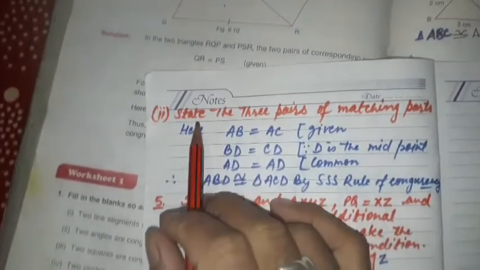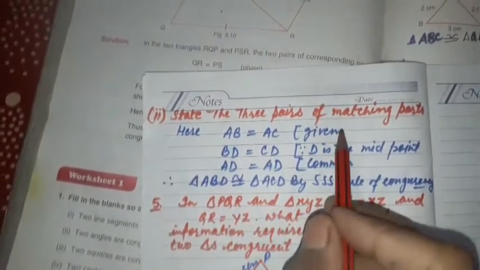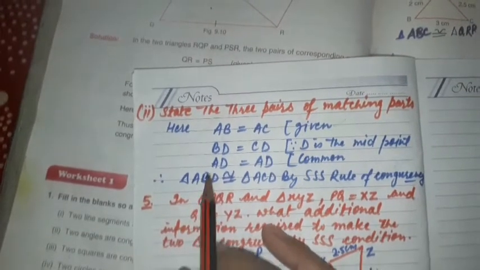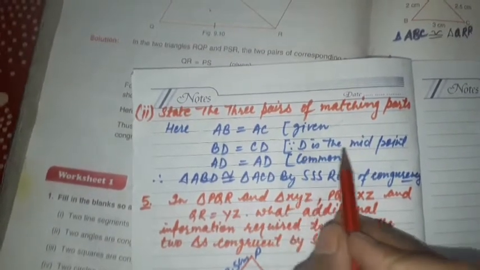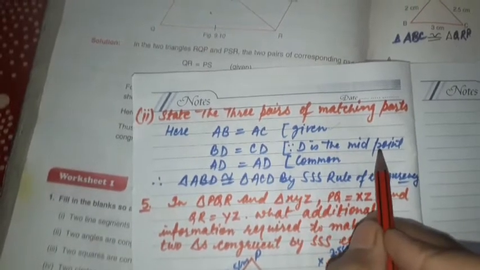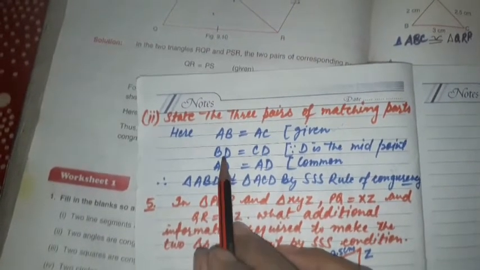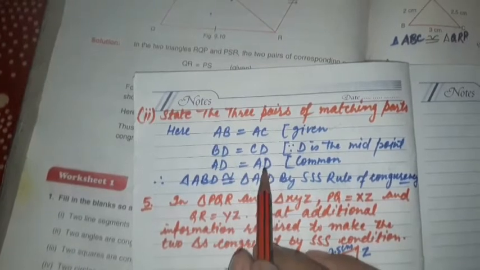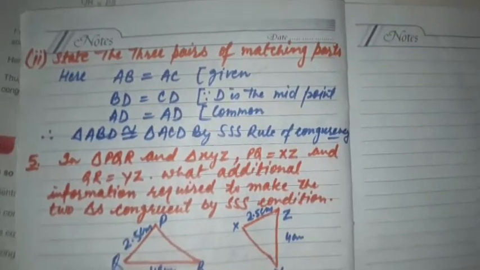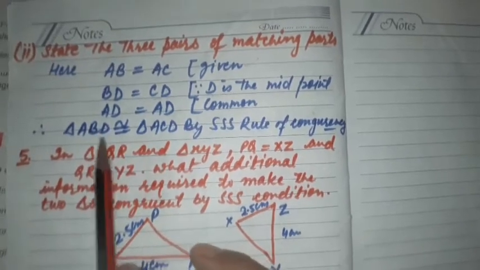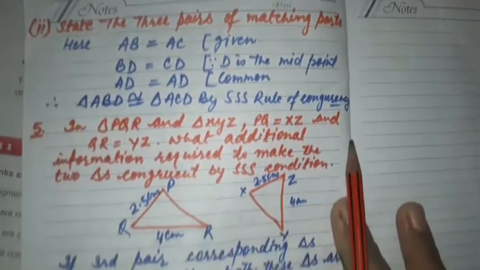Now we have to write the matching parts. The matching parts are AB equal to AC, which is given in the question because of the isosceles triangle. Next, BD is equal to CD because D is the midpoint, which is given in the question. And AD is common. So these are the matching parts of this triangle, and these two triangles are congruent by SSS rule of congruency.